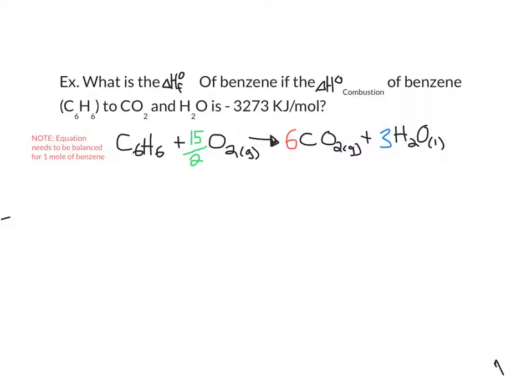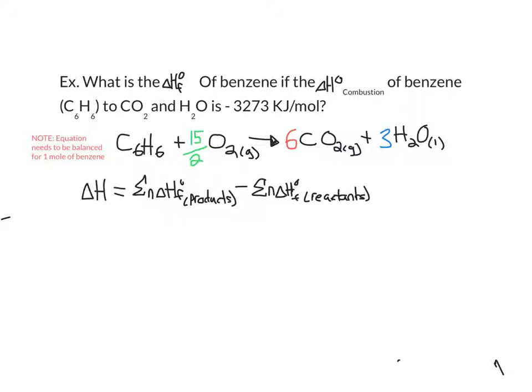So that's basically our first step, is to balance our equation to give us 1 mole of benzene. The next step is, again, write out our formula. So our formula, same as before: total change in enthalpy equals the sum of number of moles times standard enthalpy of formation of products, subtract the sum of number of moles times standard enthalpy of formation of reactants.